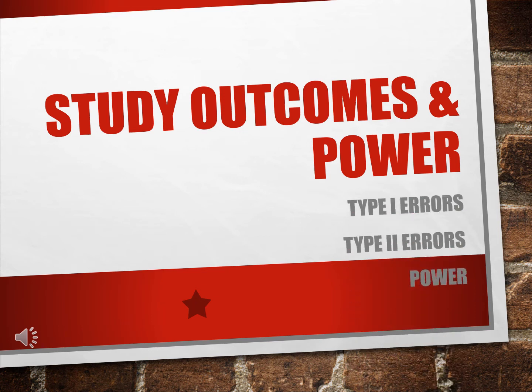Okay, so we need to talk about study outcomes, how the study turns out, whether we reject or fail to reject the null, and how that's associated with power. And in order to do that, we're going to have to talk about type 1 and type 2 errors, what kind of errors we can make. And I'll define all these terms.